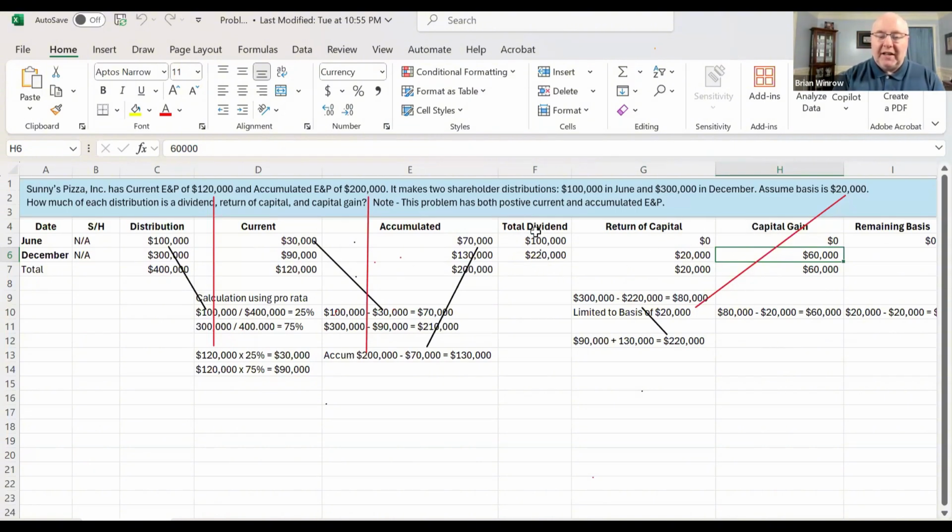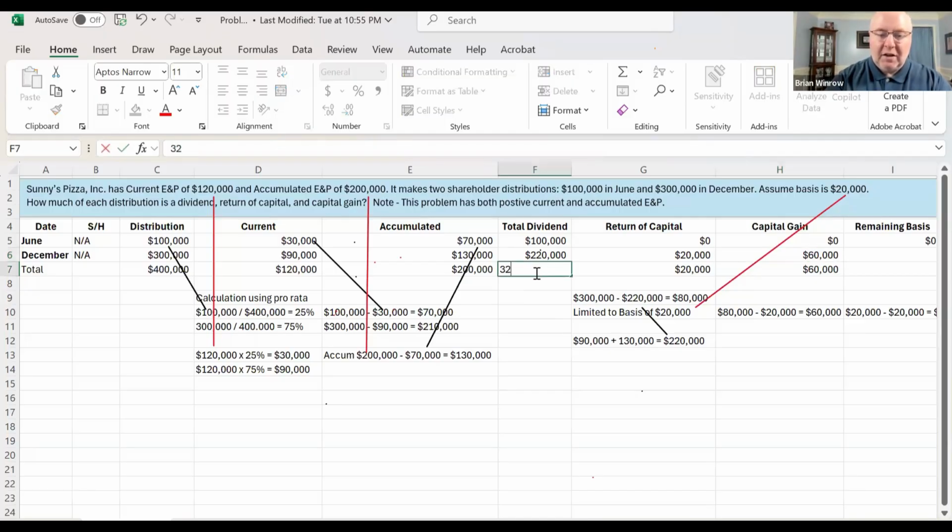Well, our total dividend, right? Our total dividend is going to be right over here. We're going to have the total dividend of 220, right? And then we're also going to have our dividend of $100,000 there. And that gives us 320,000 total dividend. So we could type that in there if we needed. 320.